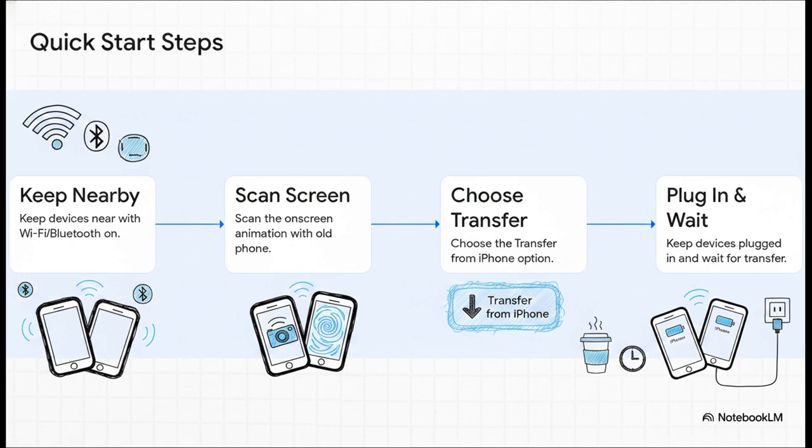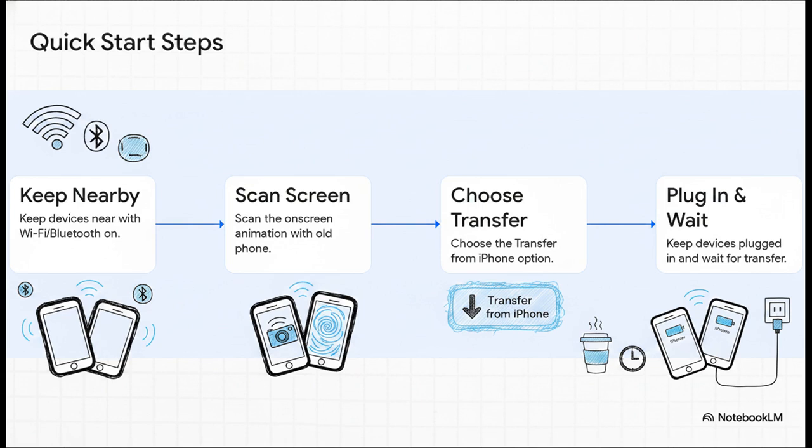Here is the exact process for Quick Start. First, keep both devices near each other, ideally within 5 to 15 feet. Crucially, make sure Bluetooth is turned on for your old device. Bluetooth actually acts as the digital handshake that introduces the two phones to each other before the heavy lifting begins. Second, a prompt will appear on your old phone, and your new phone will display this swirling blue cloud-like animation. Use your old phone's camera to scan that animation, almost like a QR code.